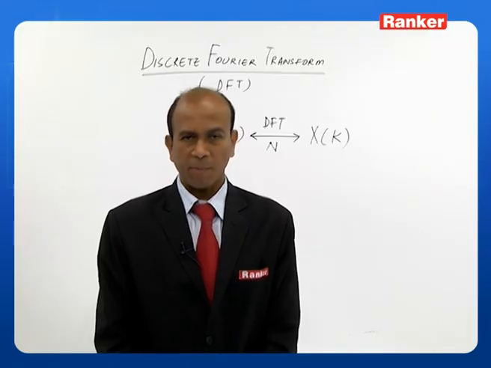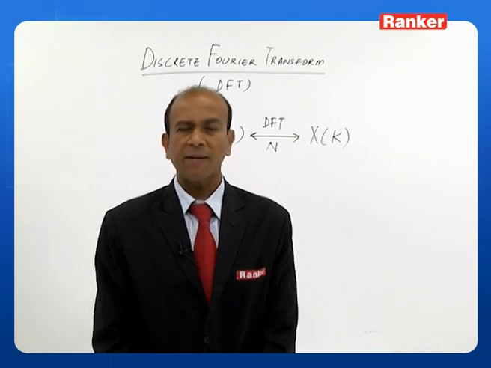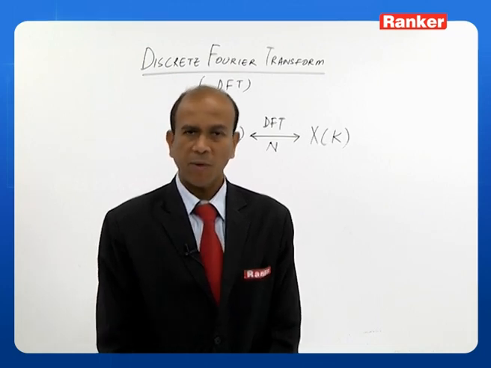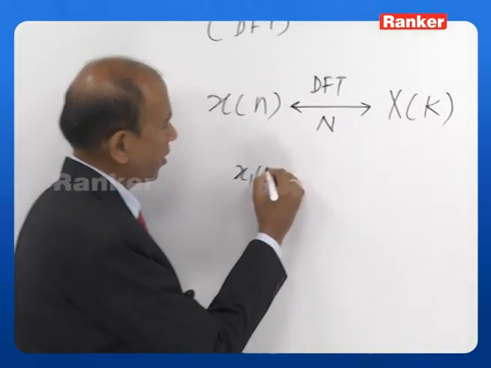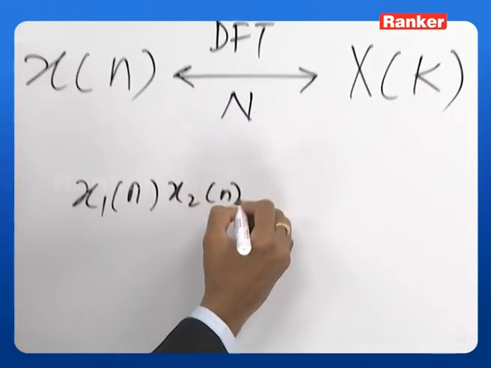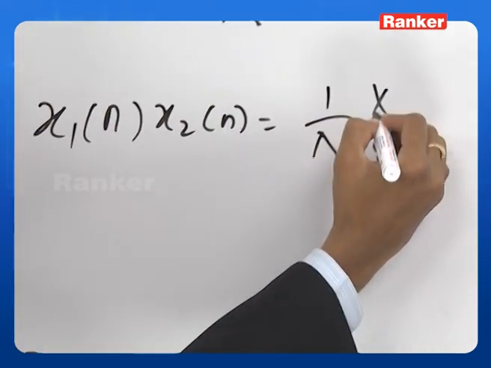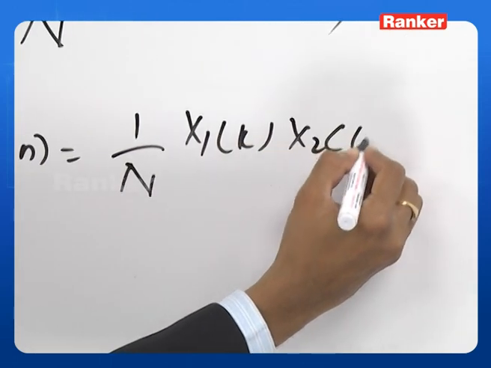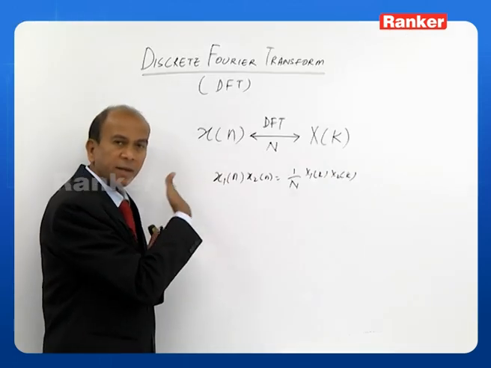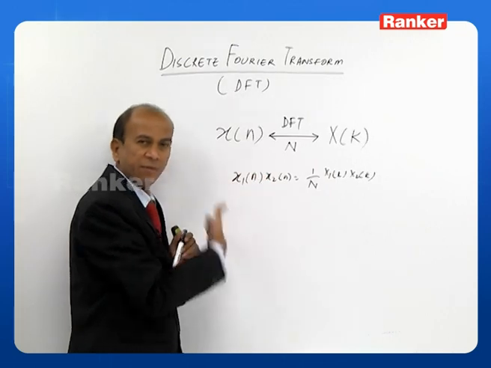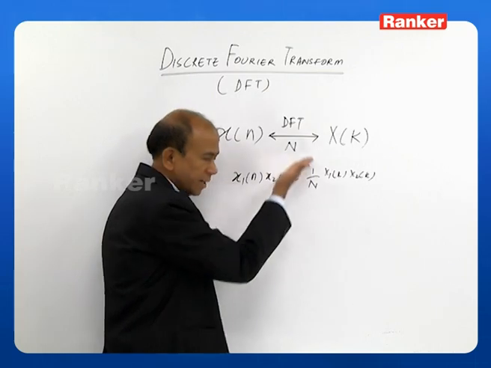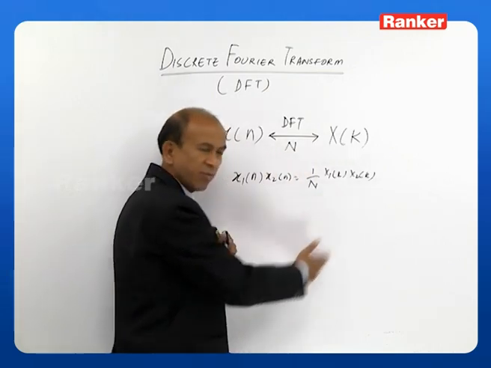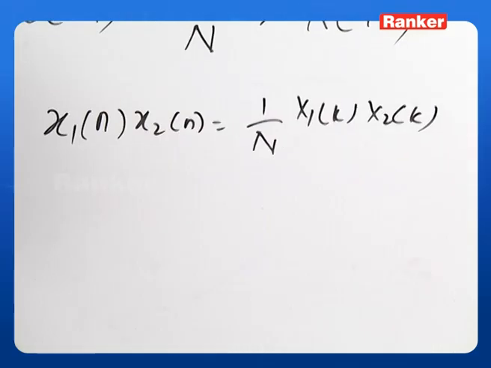So this is very easy to remember. When I multiply in the time domain, its DFT will be the product divided by n points. So if you multiply x1 of n and x2 of n, then this will be equal to 1 by n times x1 of k, x2 of k. Okay, so this is the multiplication of two sequences. See here, the summation is again divided by the n points, with x1 of k and x2 of k. This is the multiplication property.